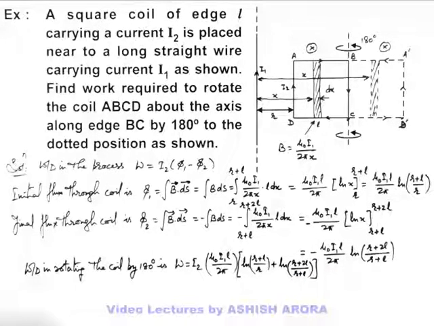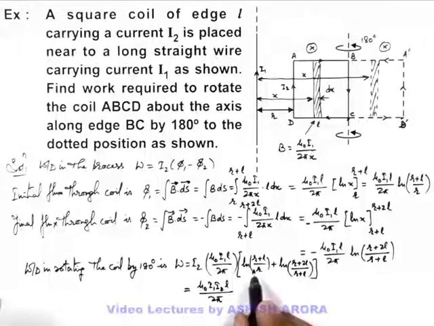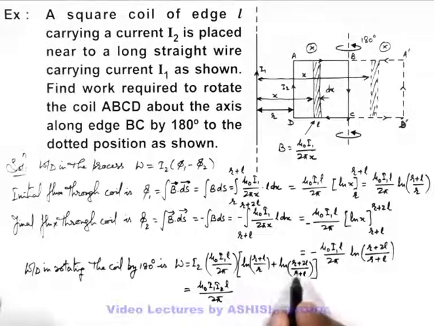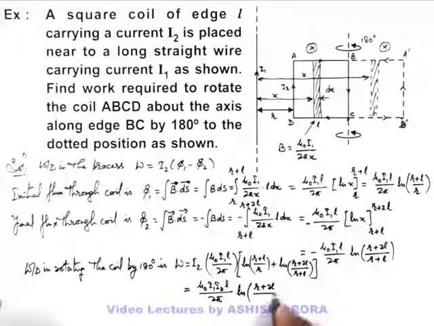This is what we are getting, and on further simplifying this value, we get the result mu naught I1 I2 L upon 2 pi, and ln A plus ln B will be ln AB. So the value we are getting is ln of (R plus 2L) by R. That's the result we are getting for this problem. That's the total work done in flipping the coil from the initial state to the final state.